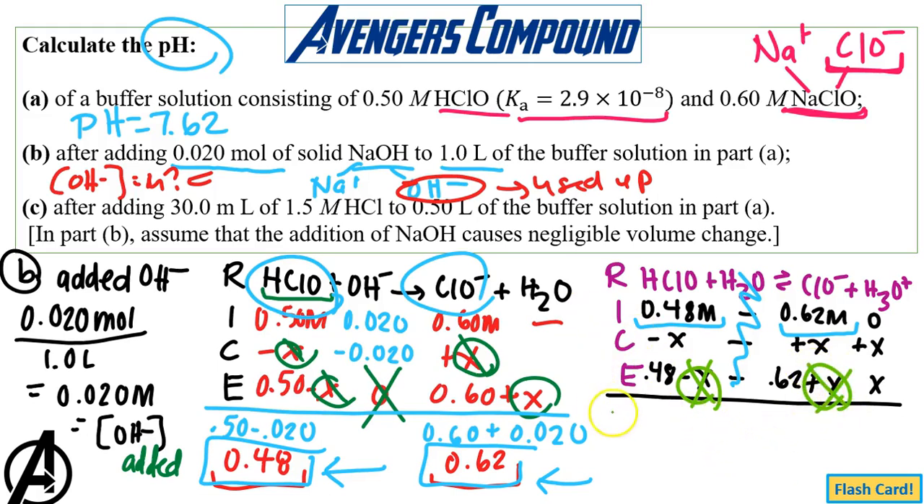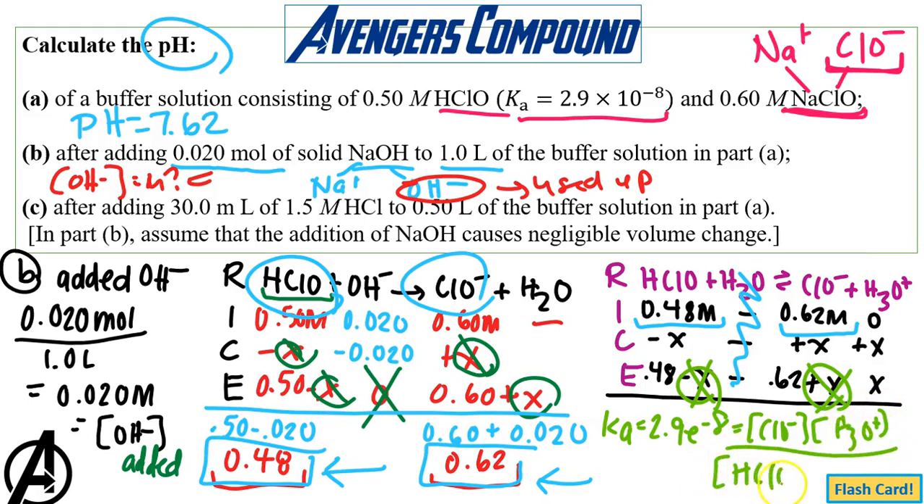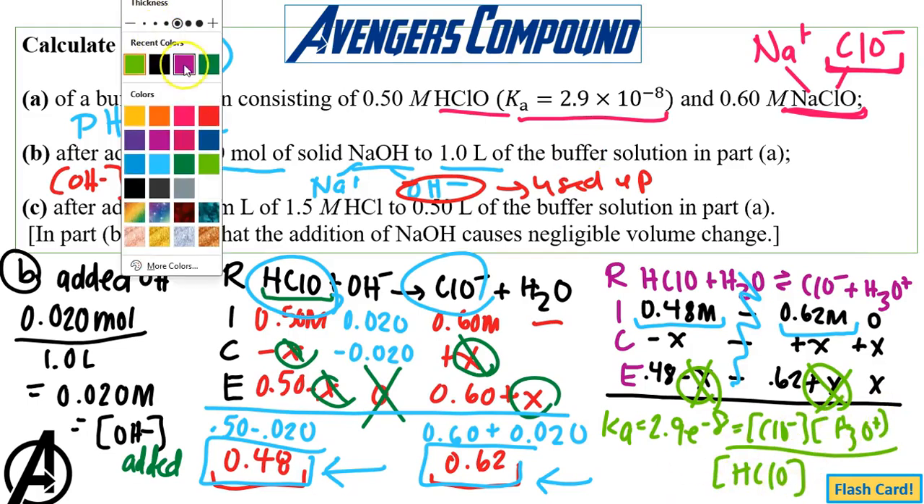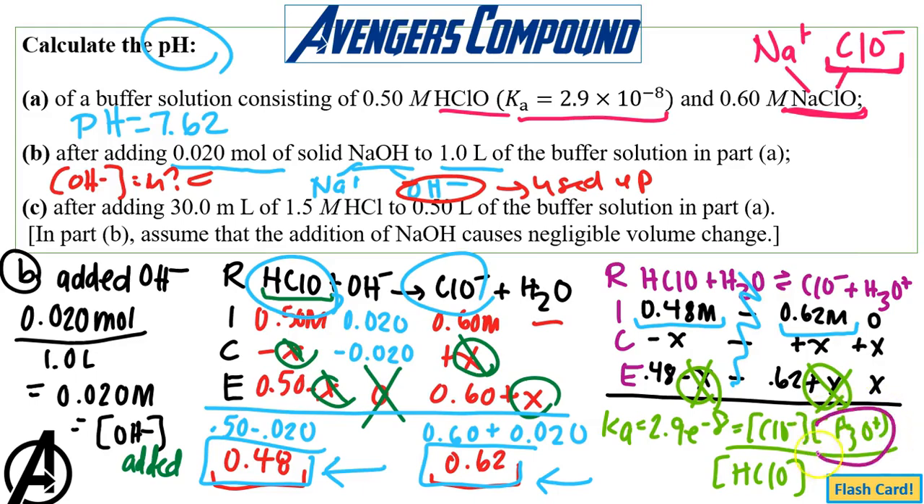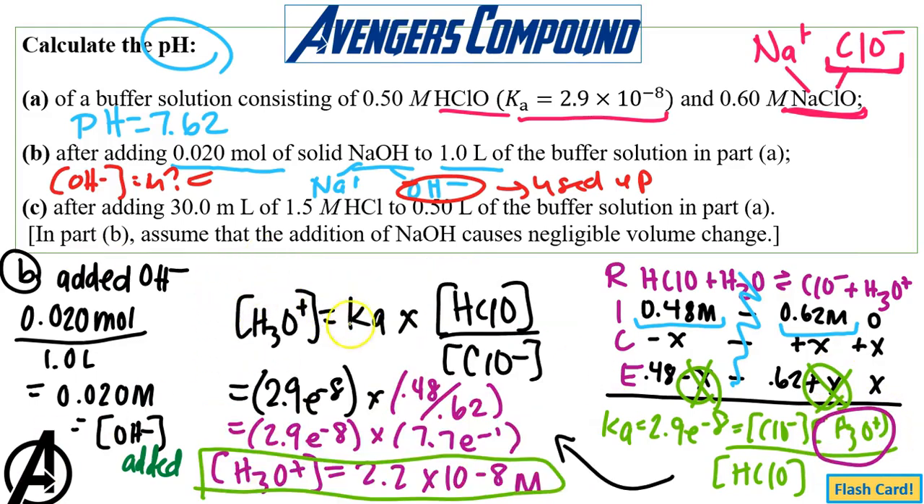Okay, so again, you have your Ka is equal to 2.9 times 10 to the negative 8. Our products are still going to be the same, ClO minus and H3O plus. And of course, our reactant is still going to be HClO. We're going to do the same thing. We're going to solve for our H3O plus using our ratio. Okay, so let me go ahead and get rid of that and show you what to do there. We set up our H3O plus is equal to Ka times our ratio here.